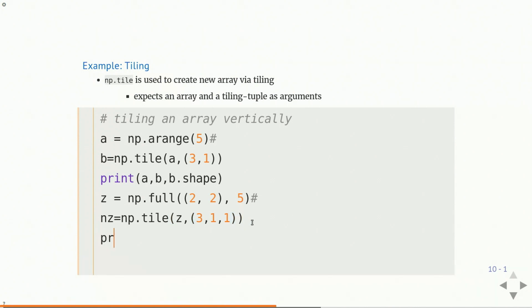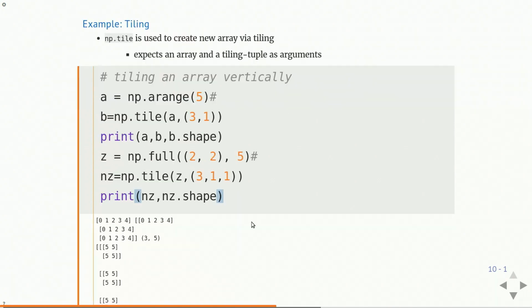So let's go and print nz and nz dot shape. So here we are. So as you can see, 5 5 5 5 5 5. So we have created a new array by copying this z array in depth dimension or along axis 0.